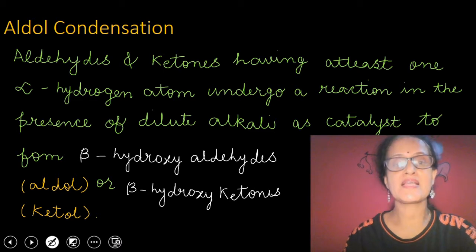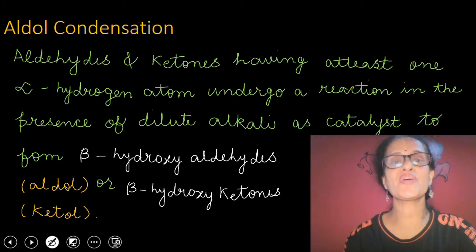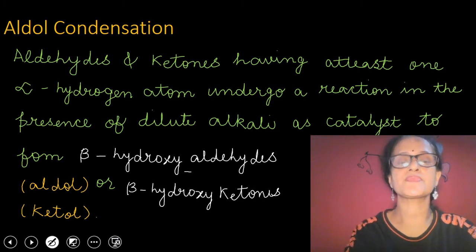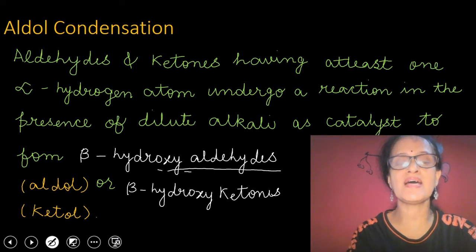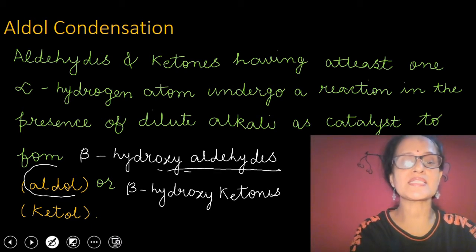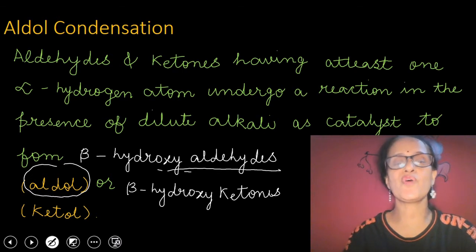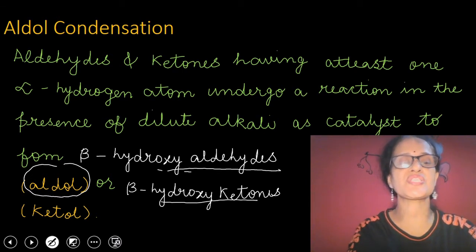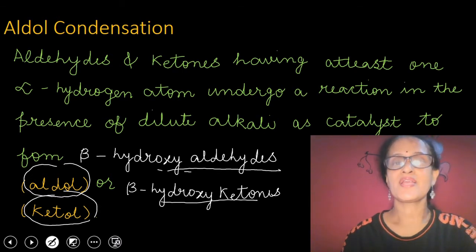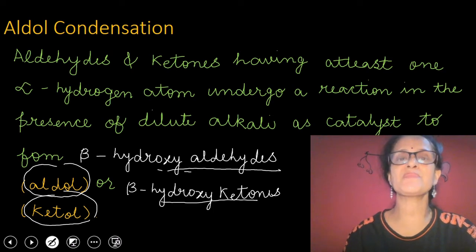So aldehydes having at least one alpha hydrogen atom, on treatment with dilute alkali, undergo a condensation reaction and result in the formation of condensation products. Children, aldehydes form beta hydroxyaldehydes which are called aldol, and the ketones form beta hydroxyketones which are called ketol. Now we will learn aldol condensation by taking a few examples here.